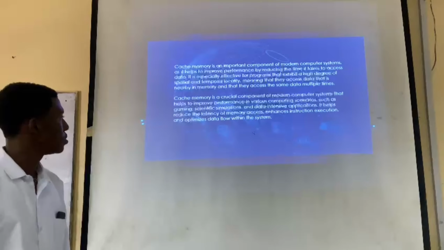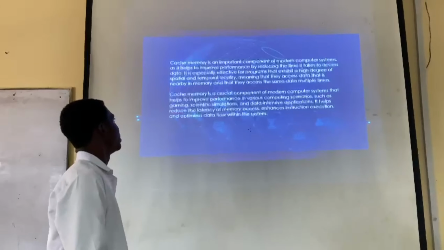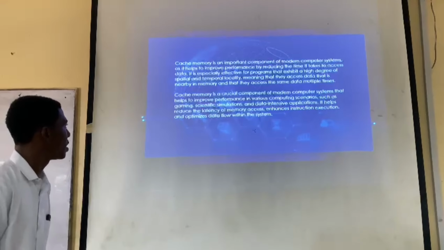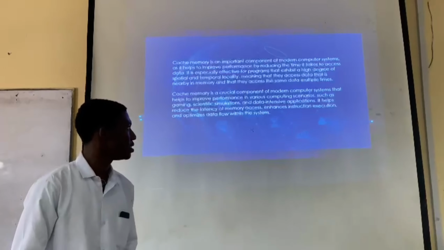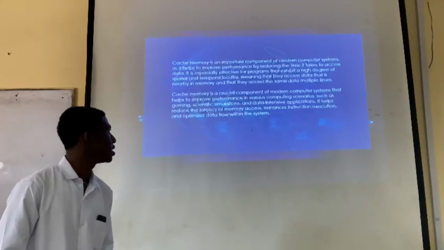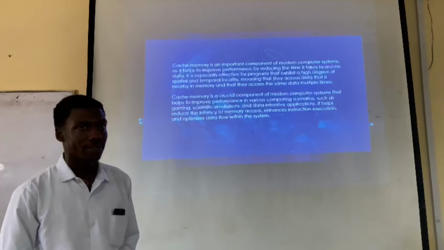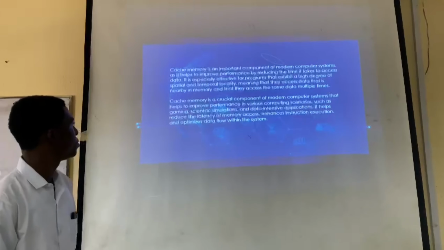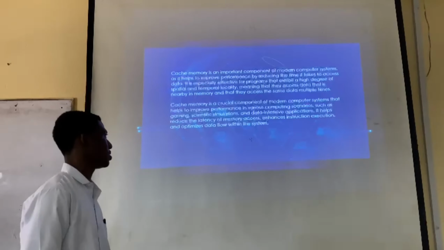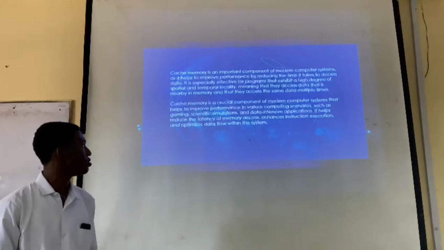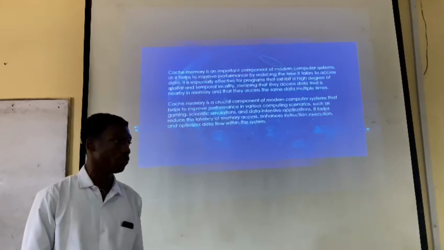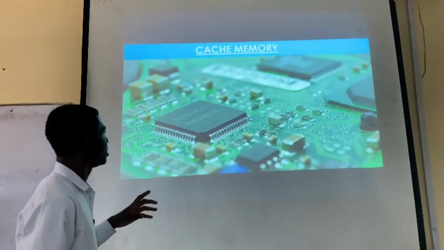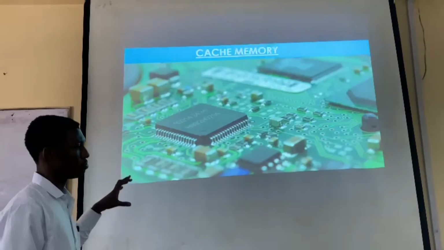So, the cache memory is a crucial component of modern computer systems that helps to improve performance in various computing scenarios, such as gaming, scientific simulations, and data-intensive applications. It helps reduce the latency of memory access, enhances instruction execution, and optimizes data flow within the system. As you can see here, it's a picture of how the cache memory looks in the computer system.